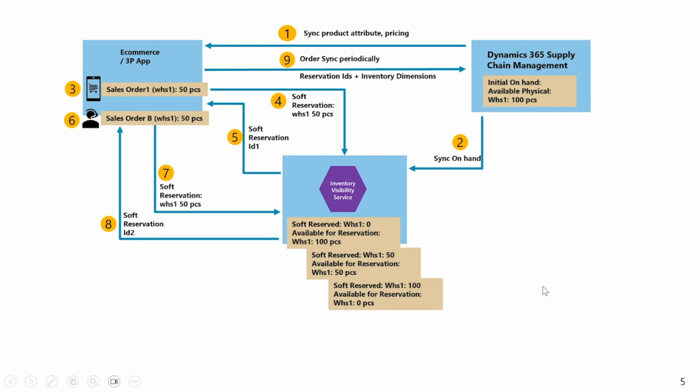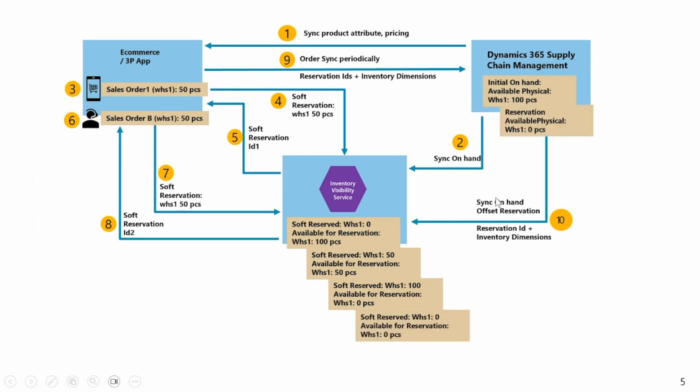Later in the process, the ecom order gets synced into Dynamics 365 SCM. So when order lines are synced from the ecom website, they will have the details of the reservation ID and the inventory dimension, for example, site and warehouse, where the order quantity has been reserved, and this will be stored for each sales order line.